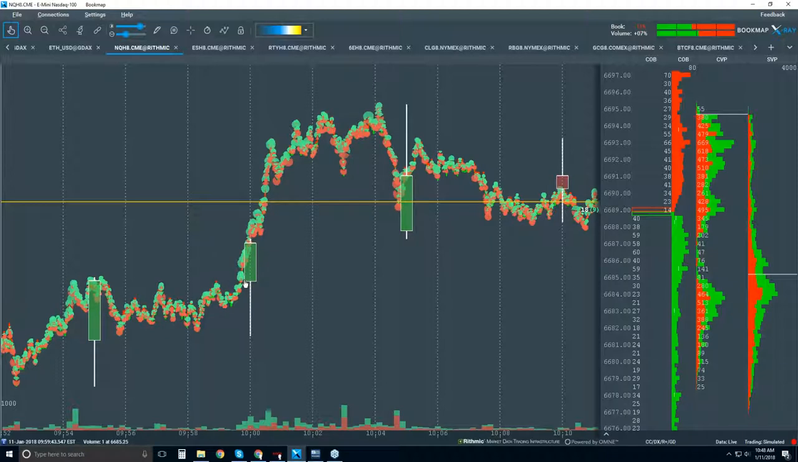We don't know what type of volume it is, how much, exactly where it traded, and the overall delta compared to the selling. Who's in control at these areas? We want to know that.